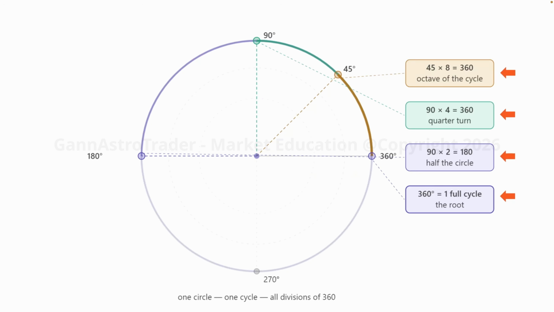Now observe the harmonic structure. 90 multiplied by 2 equals 180. 90 multiplied by 4 equals 360. 45 multiplied by 8 equals 360. These are not random numbers. They are harmonic divisions of the same cycle, and Gann considered them key turning points.